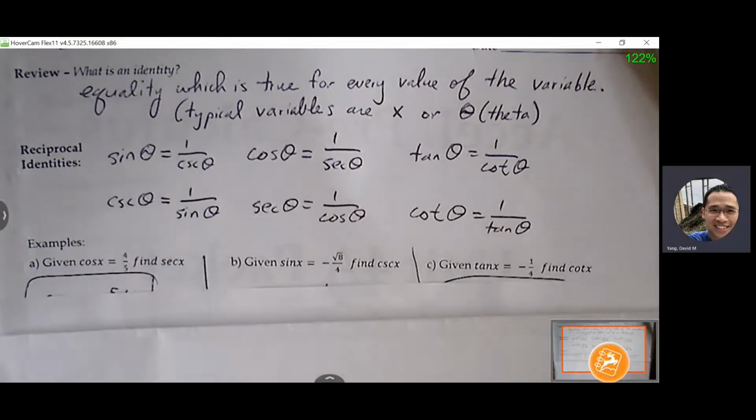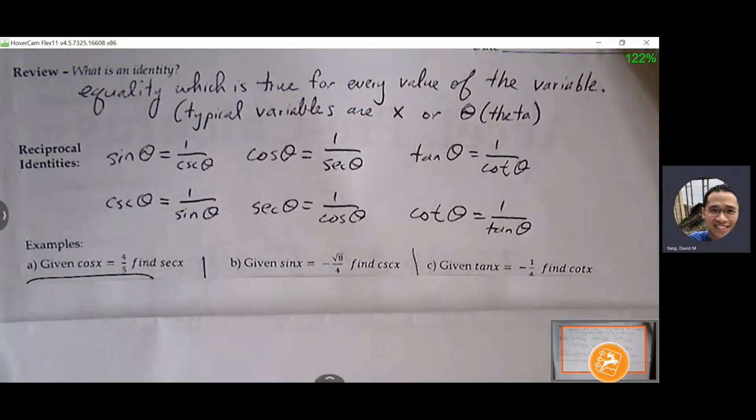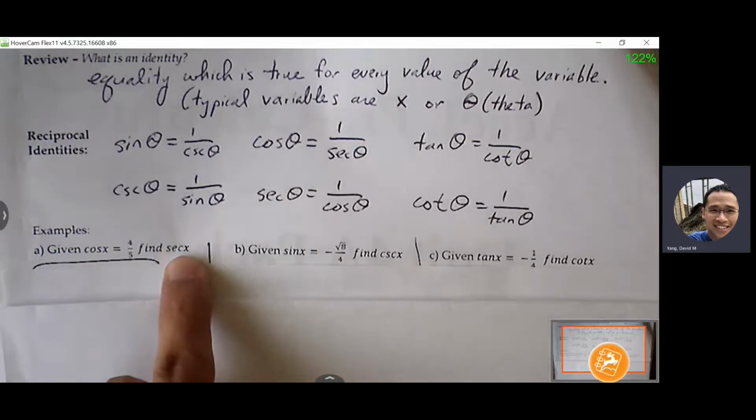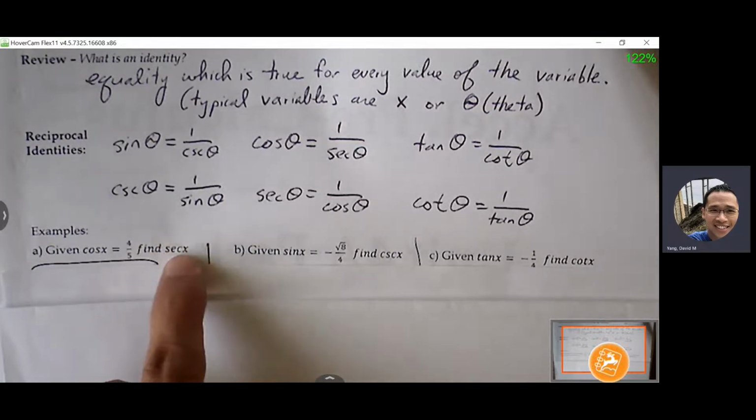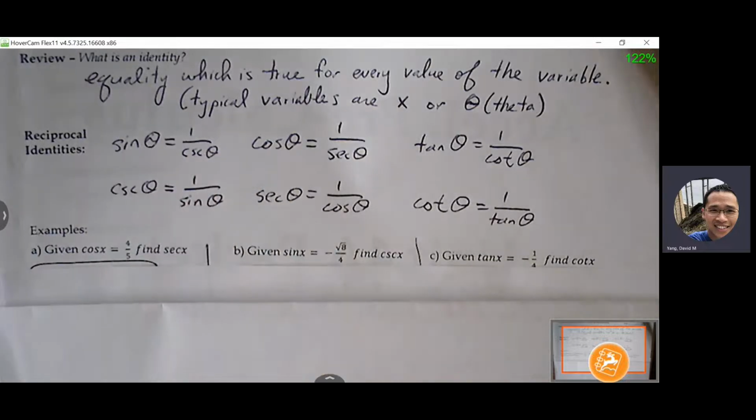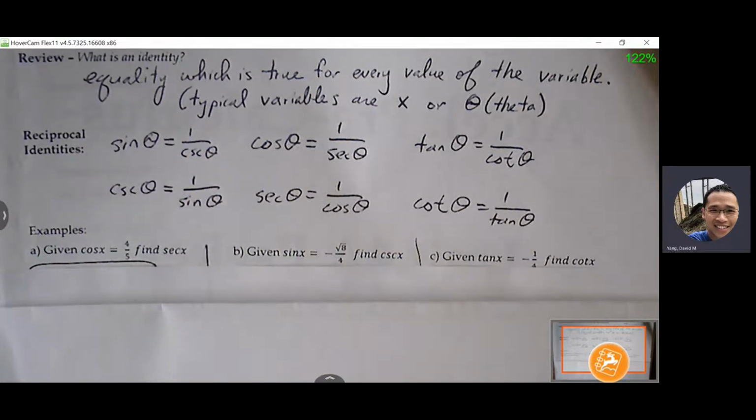Okay, look at part A. Given that cosine is equal to 4/5, what do you think secant will be? Yeah, just 5/4, right? We don't have to go through the trouble of saying 1/(4/5). We just know that secant is the reciprocal of cosine, so we can jump directly to it being 5/4.